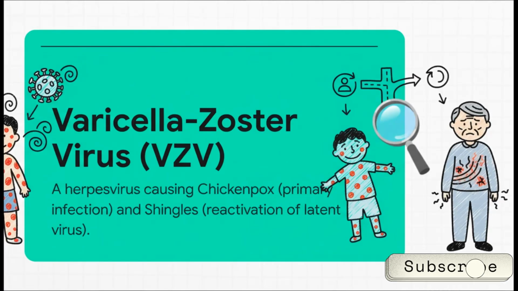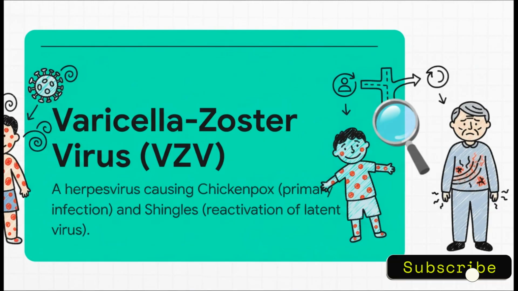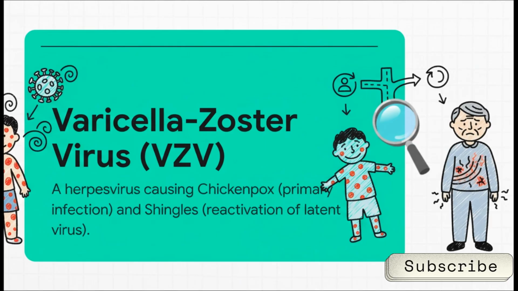So VZV is a really interesting character. It's part of the herpes virus family, and it's got this dual personality. It's one virus, but it causes two totally different diseases. The first time you meet it, you get chickenpox. But the virus doesn't just leave, oh no, it goes into hiding in your nerves, and years later, it can wake up and cause shingles. Understanding this duality is absolutely crucial.